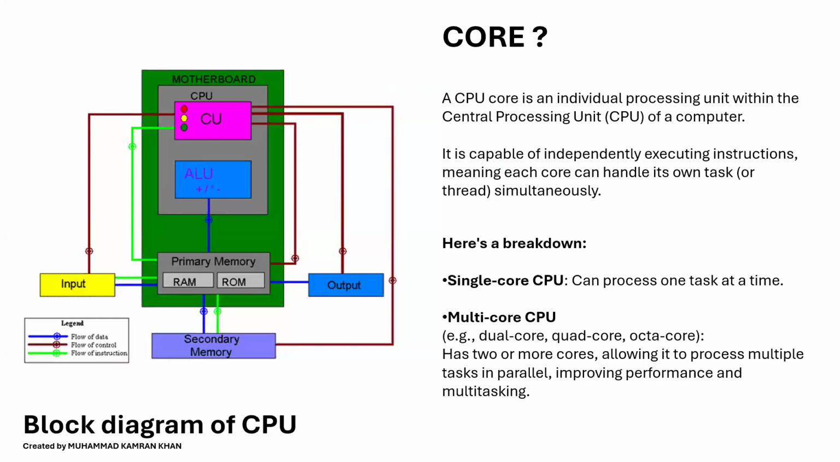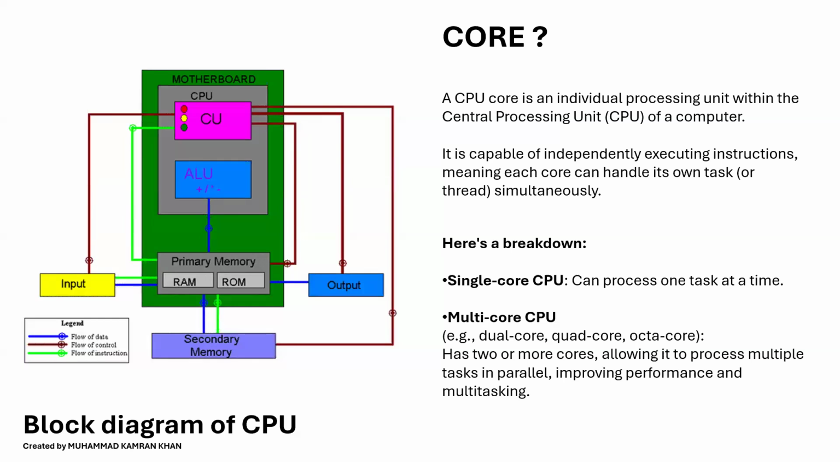For us to now understand what those cores mean, you can see a typical machine cycle and how data flows in your system. You have your CPU, your arithmetic logic, your primary memory, and then your secondary memory. Don't pay so much attention, don't cram it. What I'm trying to say here is: what is a core? A core is an individual processing unit within the central processing unit of a computer. It is capable of independently executing instructions, meaning each core can handle its own task.